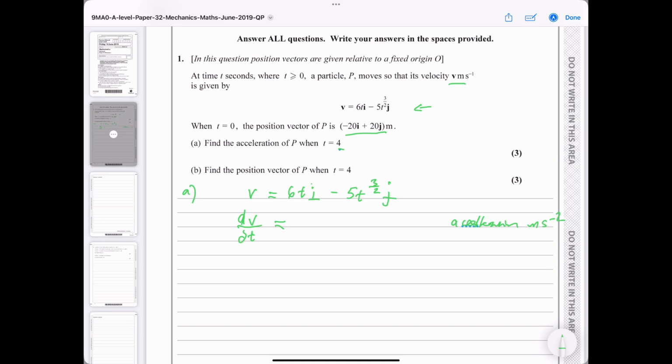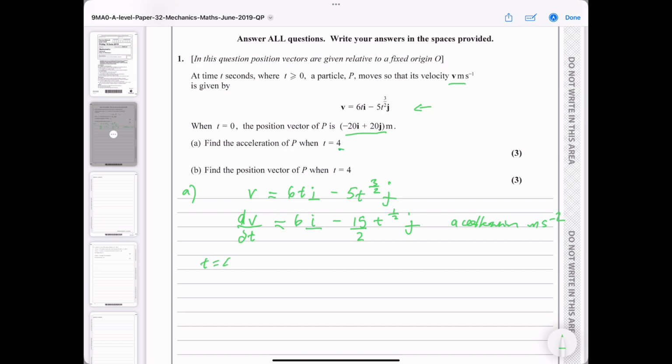So that would be 6i, and then minus, it would be 3 over 2 times 5, which is 15 over 2, and then t to the half j. That's the acceleration of it. So now we just need to pop in 4.